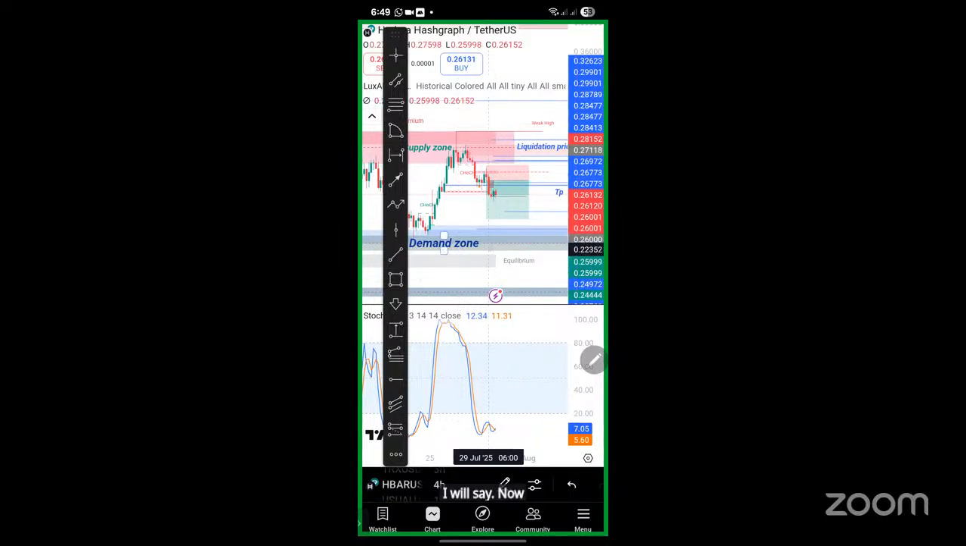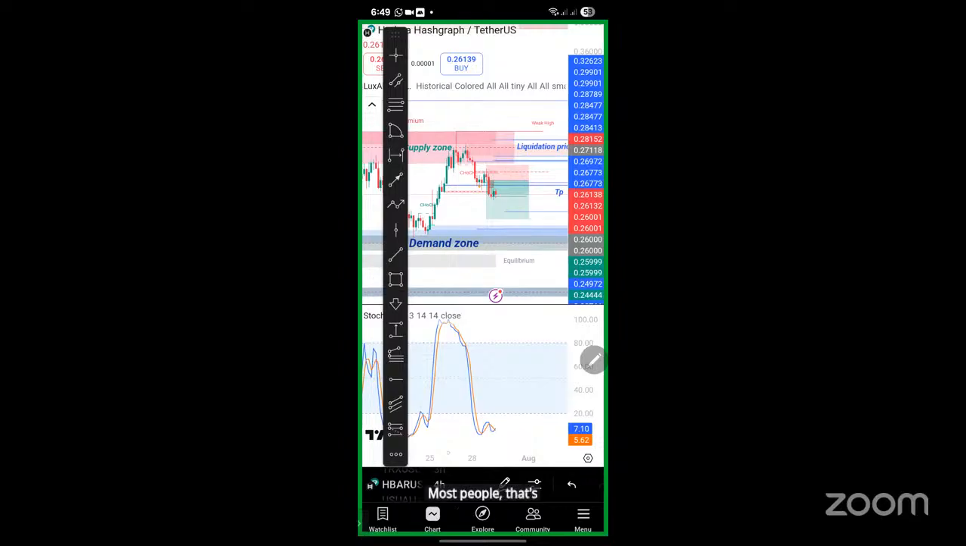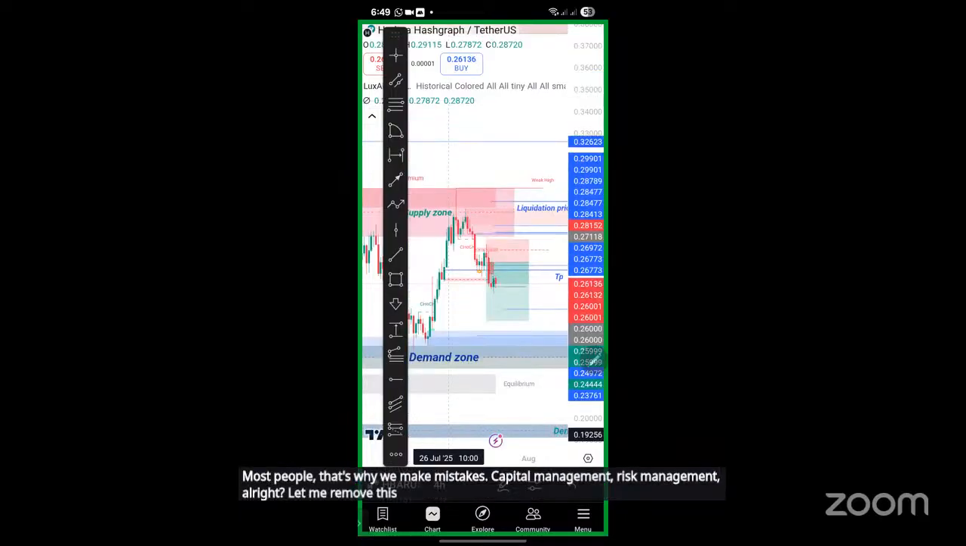Now, today, our lesson for today is going to be on risk management and capital management. I know very well, most people, that's where we make mistakes. Capital management, risk management. All right. Let me remove this indicator. It's not so important.